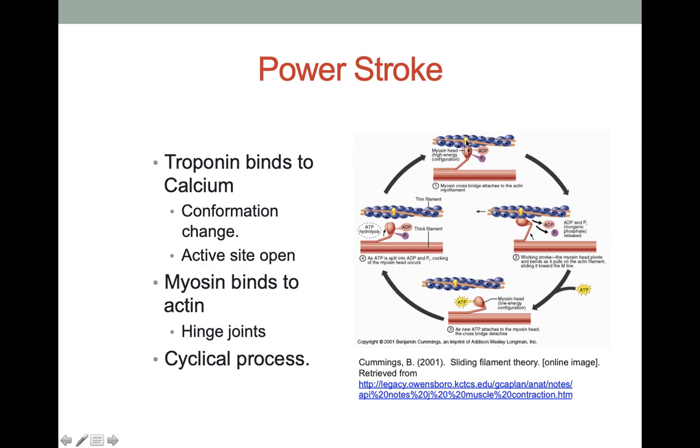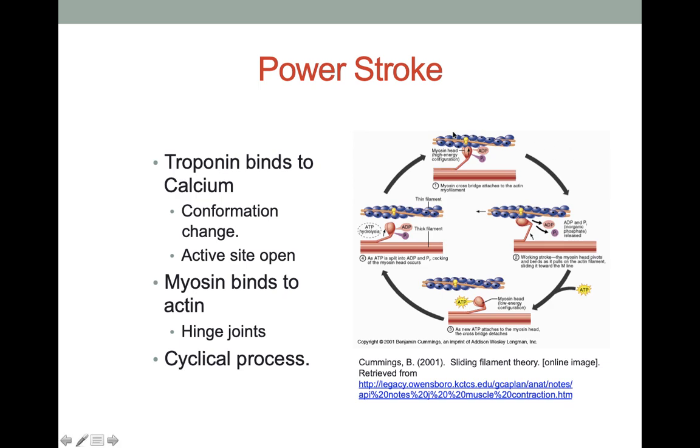Okay, so the big thing we have to know here is that on the actin molecule you have the troponin molecule that has a calcium binding site. Here calcium binds to that troponin and it causes the troponin molecule to change its conformation. When it does this, it pulls the tropomyosin out of the way as well. By moving both of these pieces, it reveals the myosin active site there to allow the bonding to occur.